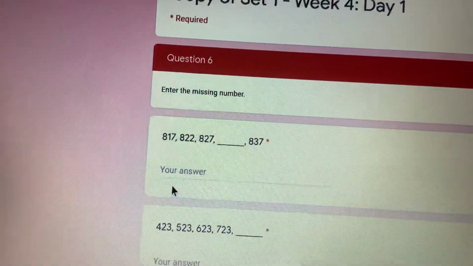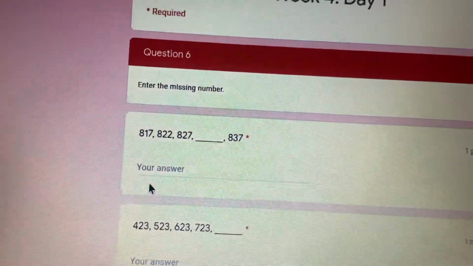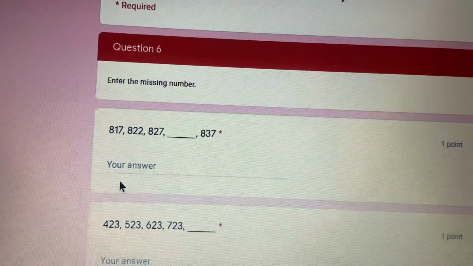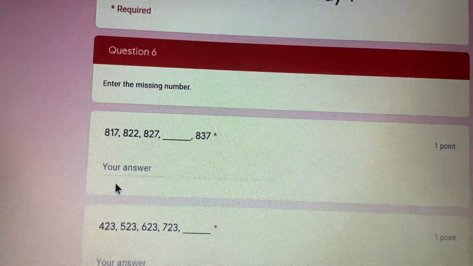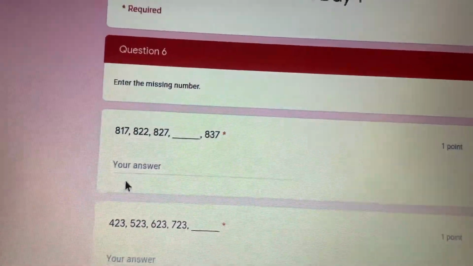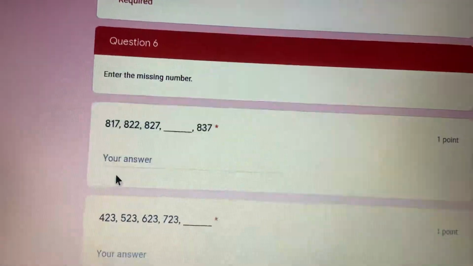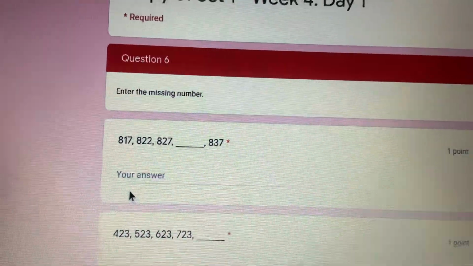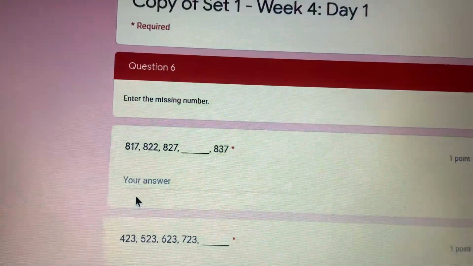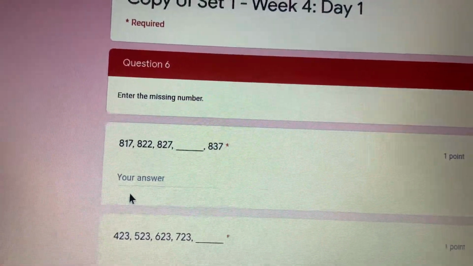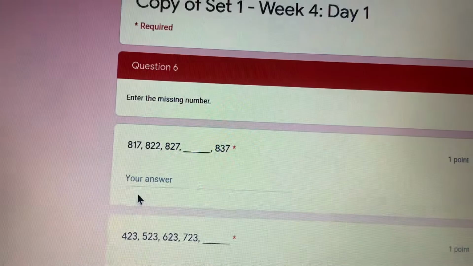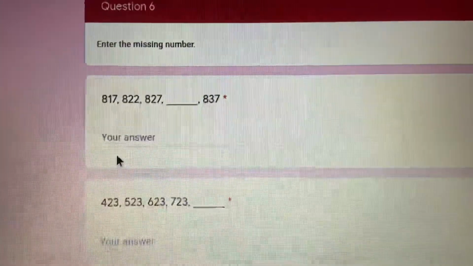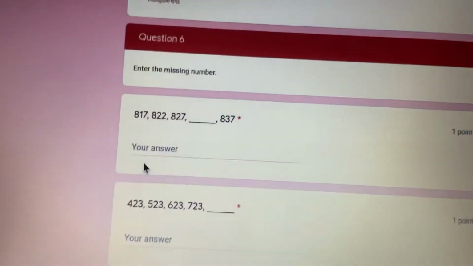I'm going to start at 822 and count up. 823, 824, 825, 826, 827, and it was 5 again. So now I need to count up from 827, 5: 828, 829, 830, 831, 832. So my answer is going to be 832.